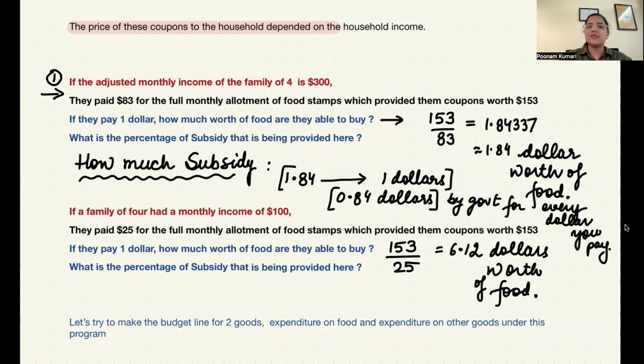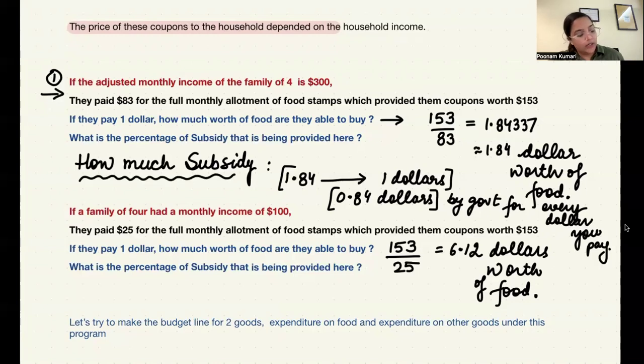yeah, I think the previous method that we were using was fine. We were taking the difference and then dividing by 153. That seems fine to me, right? Yes, ma'am. Ma'am, how do you say that $0.84 is the subsidy amount? Please explain.